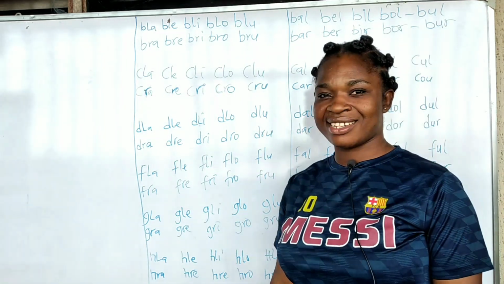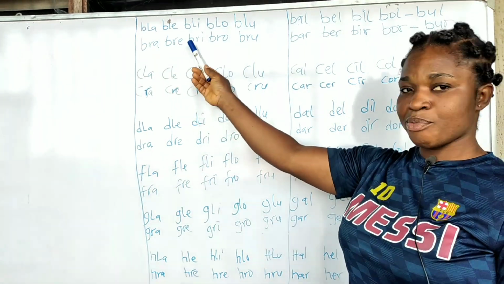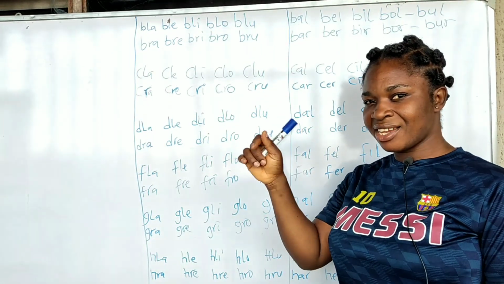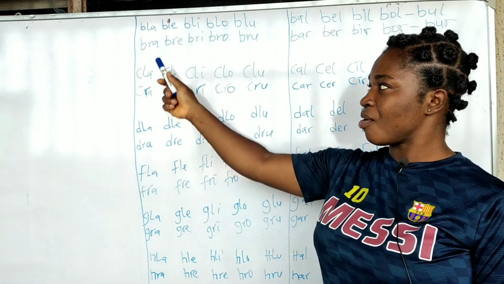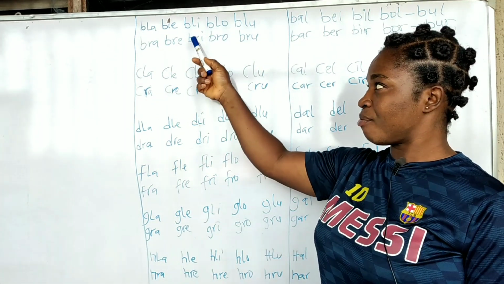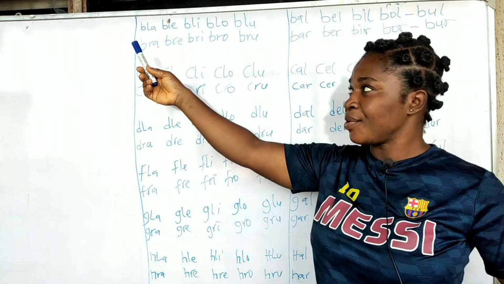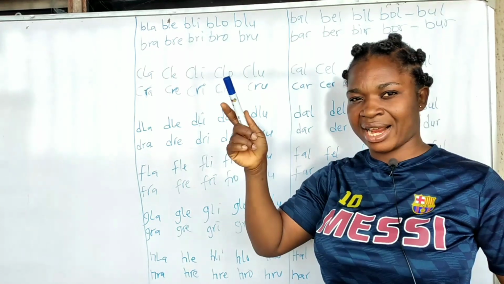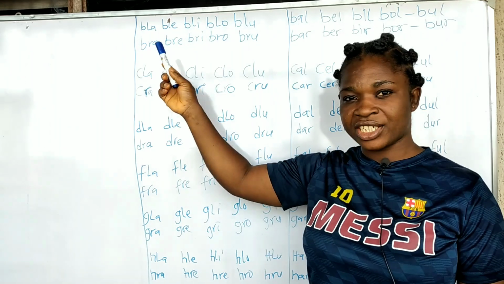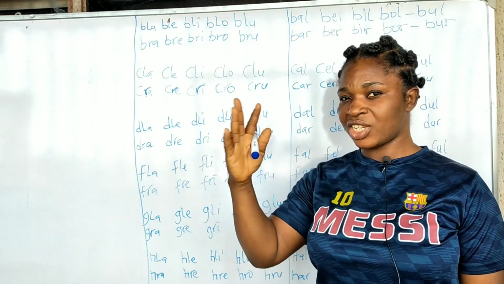Now let's see the R. I have bra, bre, brie, bro, brew. You can see the re, not the li. So I have bra, bre, brie, bro, brew. Okay? So we have, for example, black. When I say black, it's not brack. Black. It is braid, not blade. Braid, not bread.